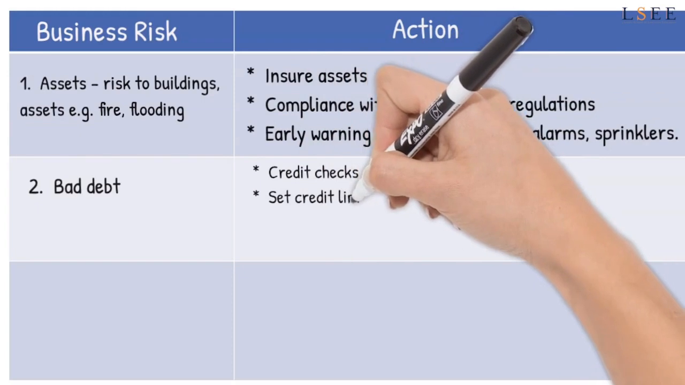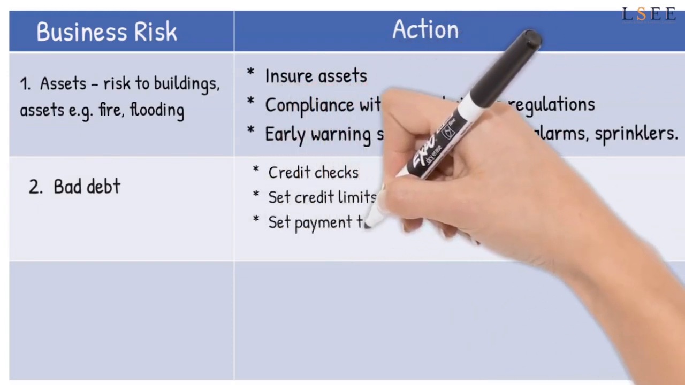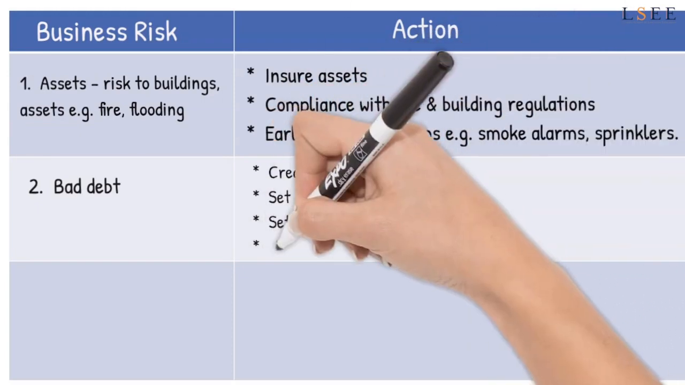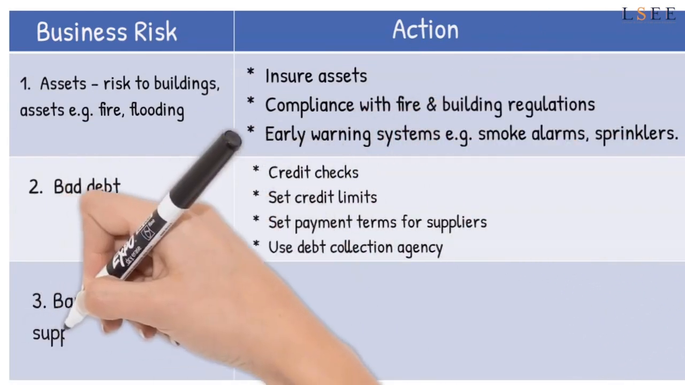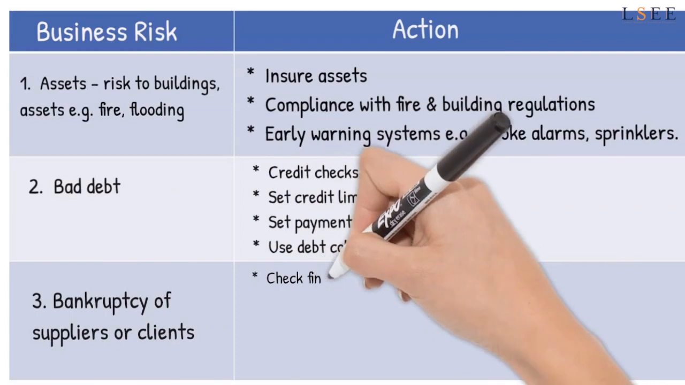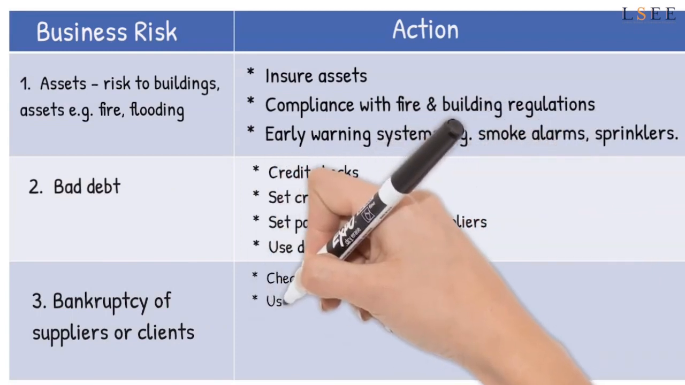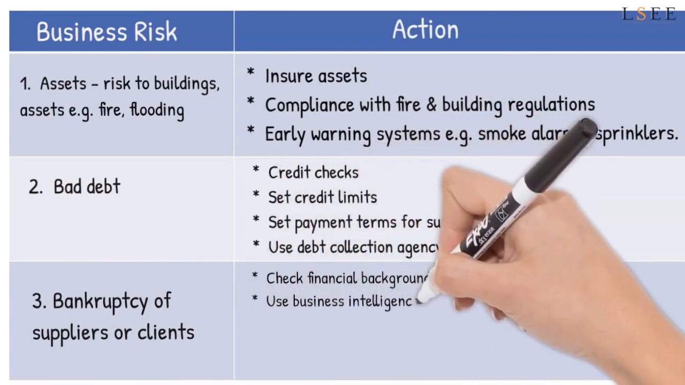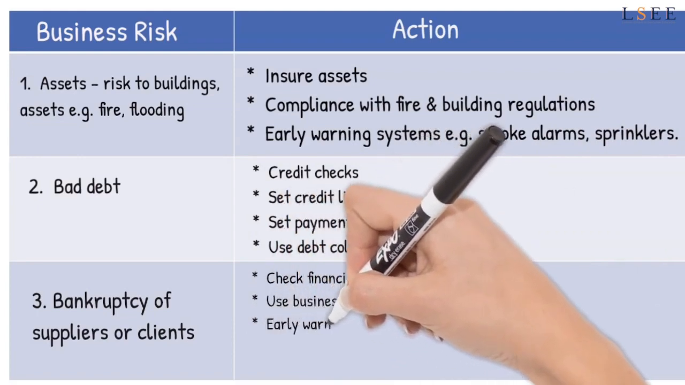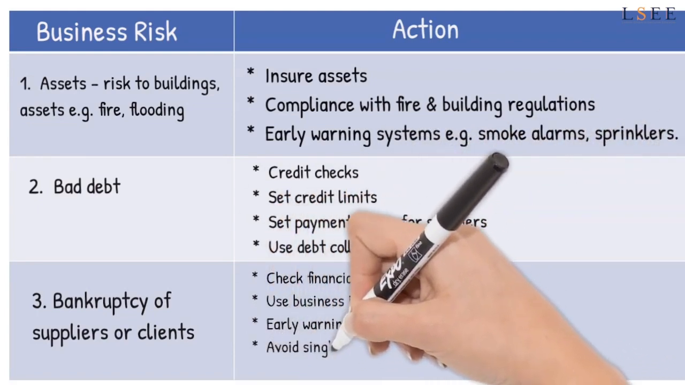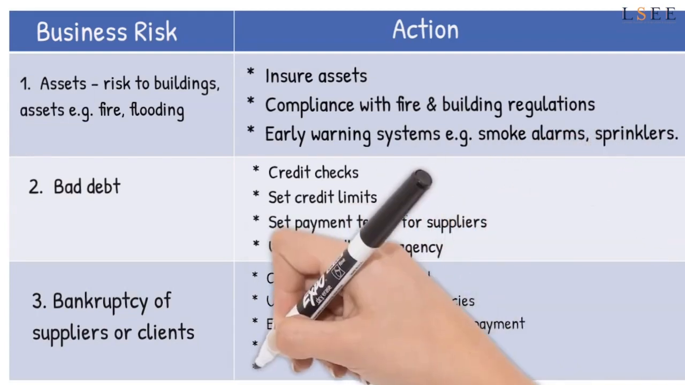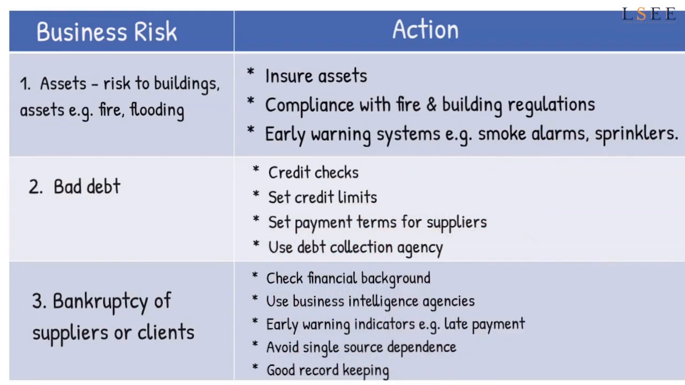2. Bad debt. Credit checks. Set credit limits. Set payment terms for suppliers. Use debt collection agency. 3. Bankruptcy of suppliers or clients. Check financial background. Use business intelligence agencies. Early warning indicators e.g. late payment. Avoid single source dependence. Good record keeping.